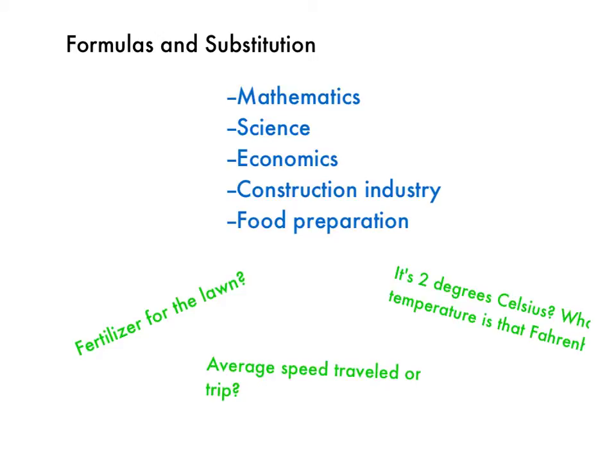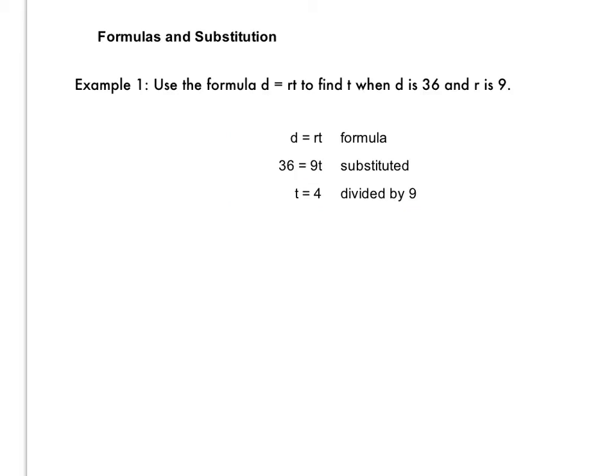We could use a formula to figure out how much fertilizer to buy for our lawn or garden, to find the average speed traveled on a trip if the distance and time are known, and even to change a Celsius temperature to a Fahrenheit temperature when we're visiting a foreign country. To use a formula, we replace the letters in the formula with the measures that are known. Then we solve the equation for the measure we wish to find.